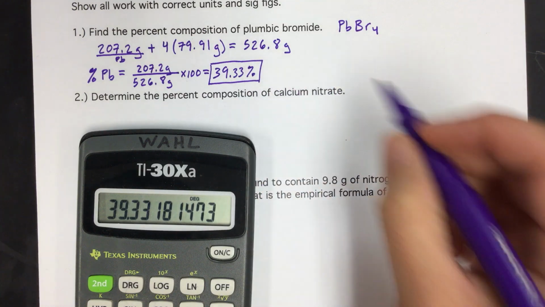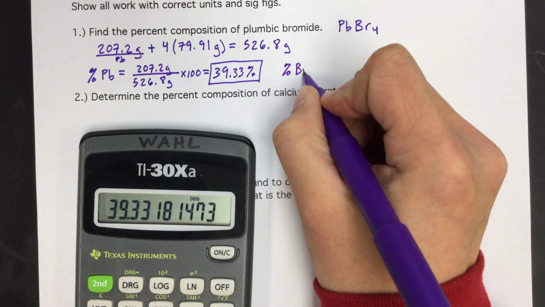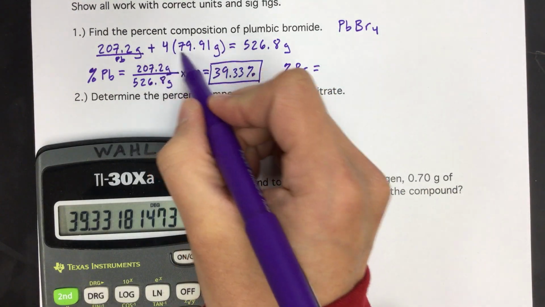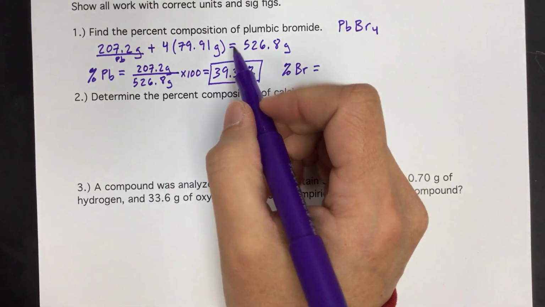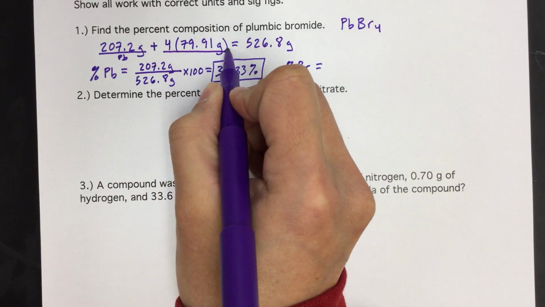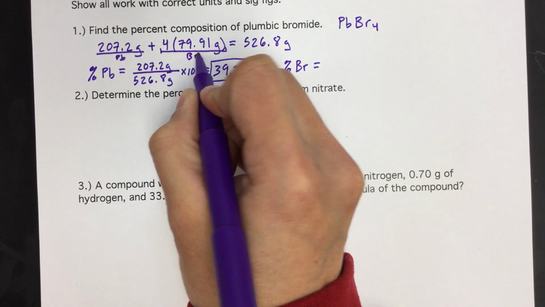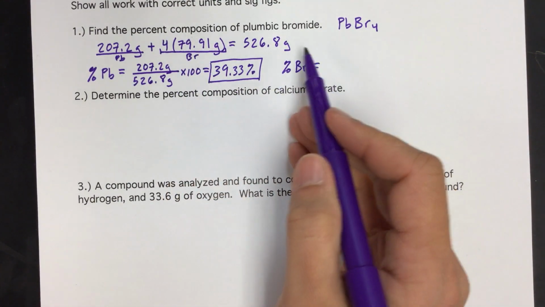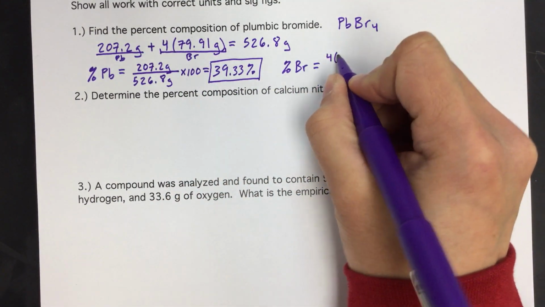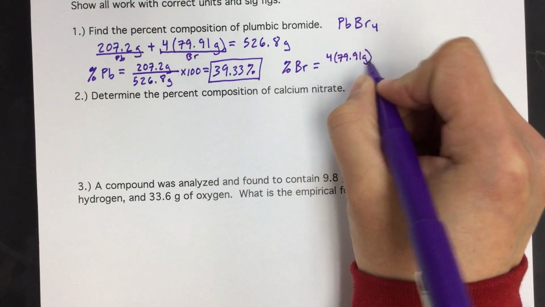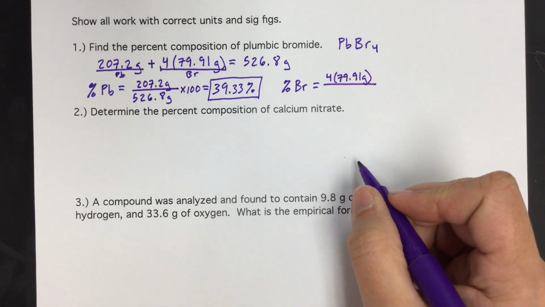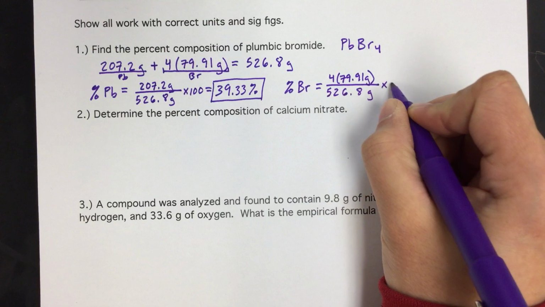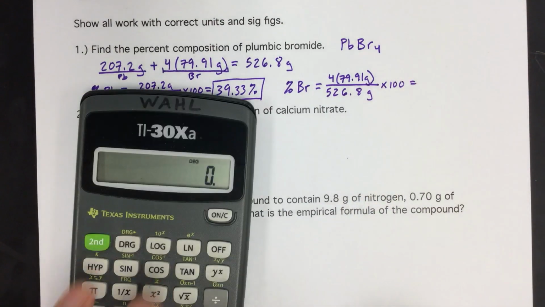Then we would need to calculate the percent Br. That's the other element that's in this compound. So again, you're going to look at your calculation for molar mass, and this whole part was from the bromine. You need to multiply by 4 because you did that when you calculated your molar mass. So 4 times 79.91, and that's going to be over the total mass of the compound, or the molar mass. Multiply by 100 to turn it into a percent.